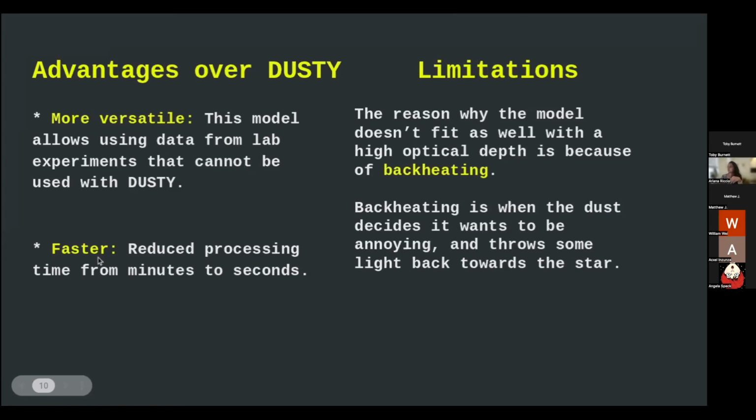However, and now for the limitations. The reason why the model doesn't fit as well with a high optical depth is because of backheating. Backheating is when the dust decides it wants to be annoying and throws some light back towards the star. This makes it hard to model with the differential equations that I have.